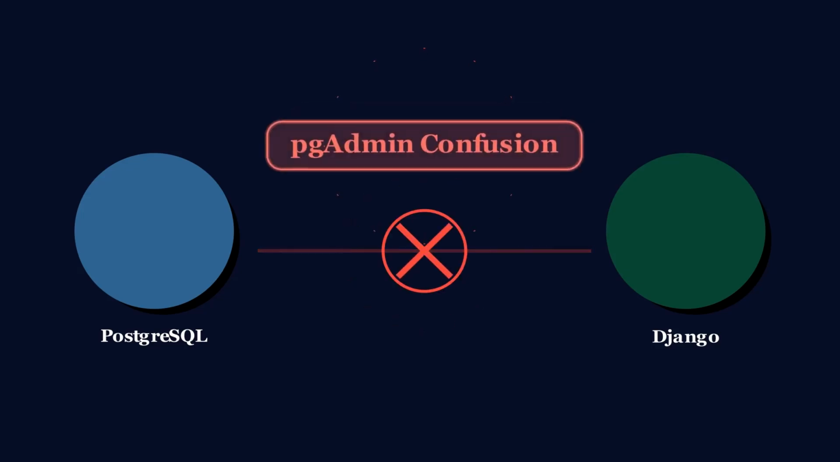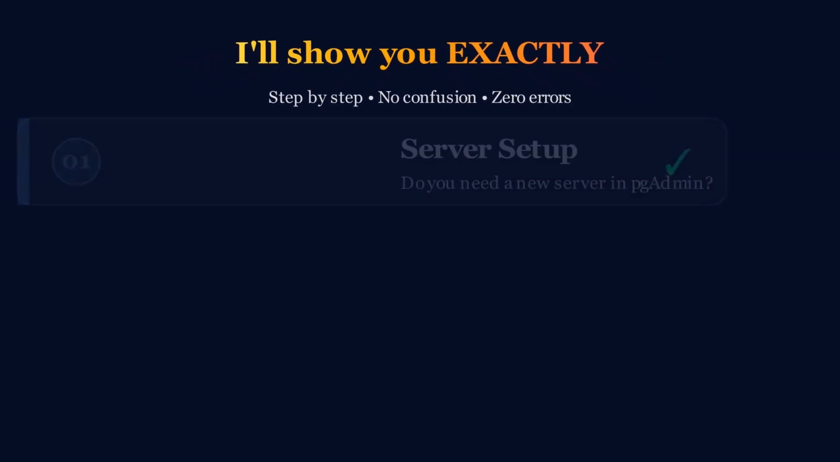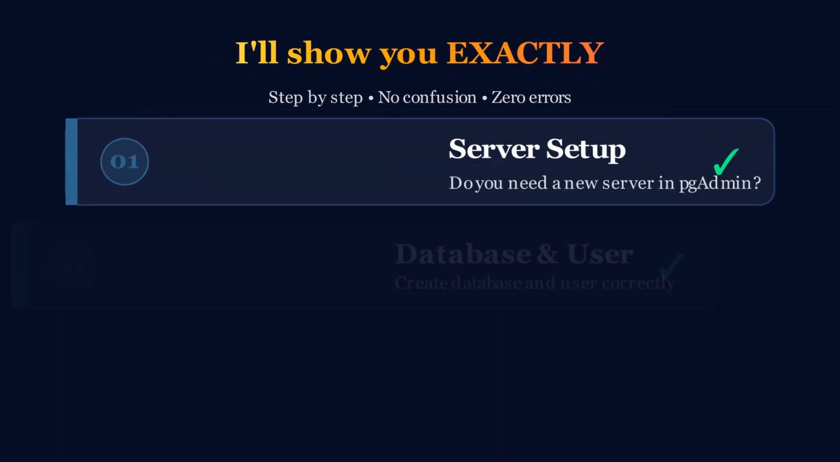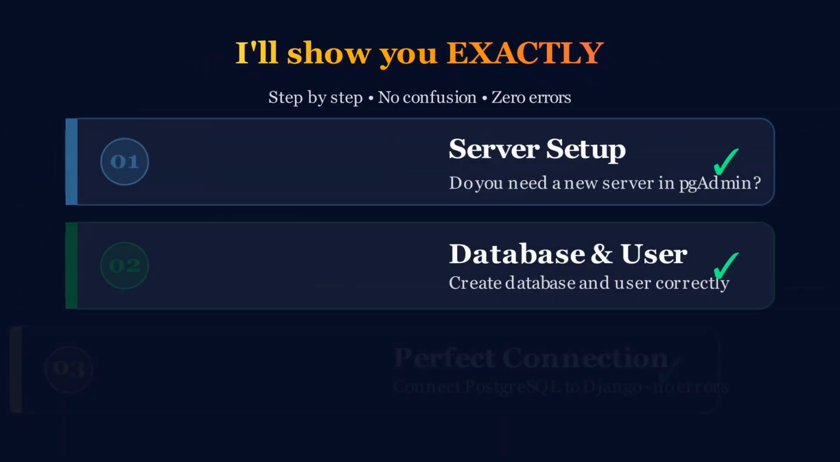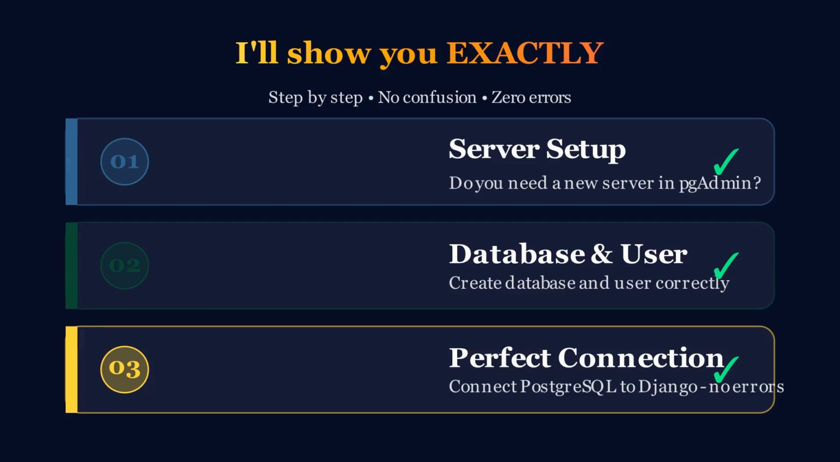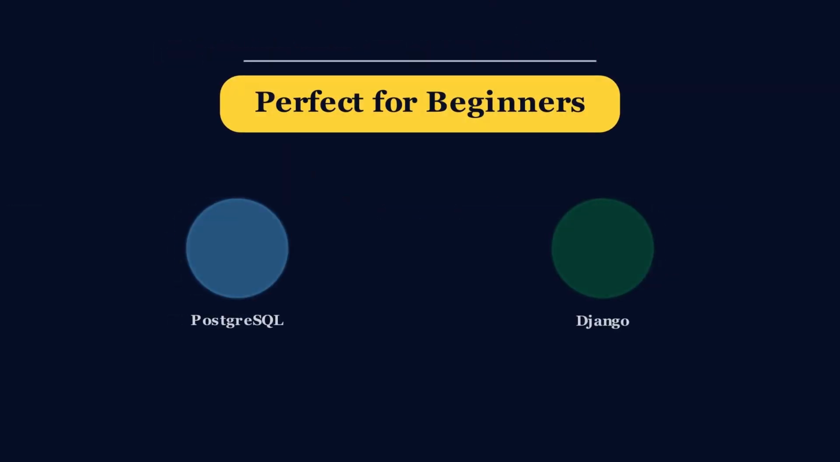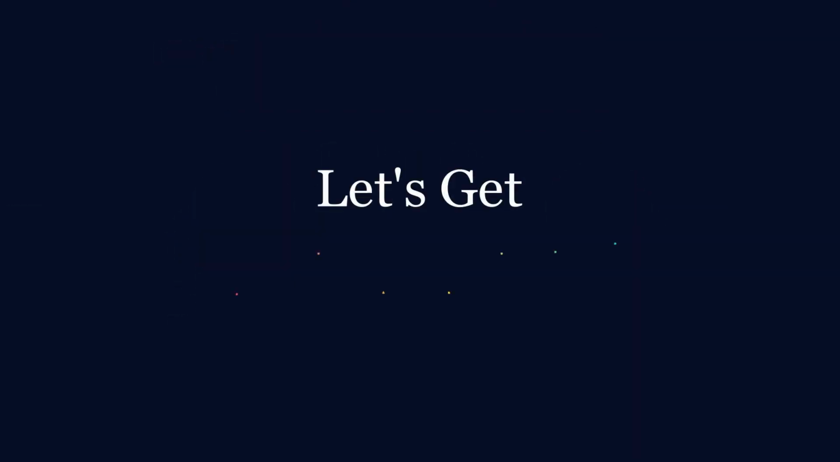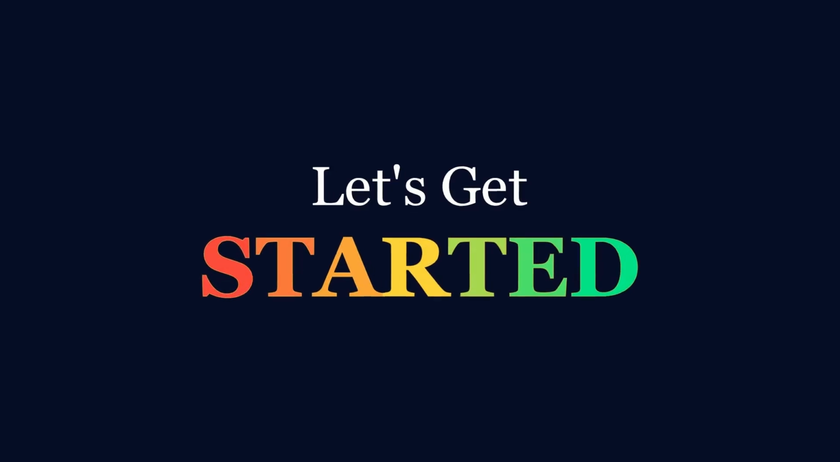So in this video, you will learn: do you really need to create a new server in pgAdmin or not, how to create a database and user correctly, and finally, how to connect PostgreSQL to Django without errors. This tutorial is perfect for beginners, and by the end of this video, our Django project will be fully connected to PostgreSQL. So let's get started.